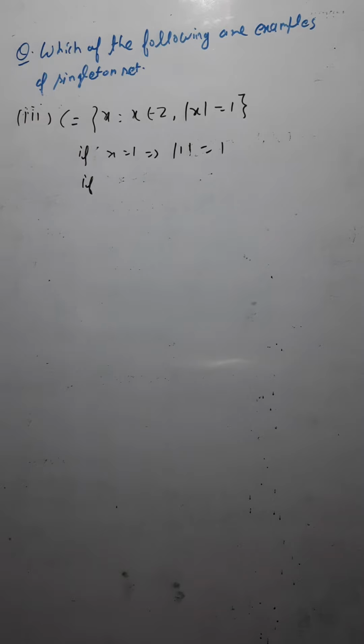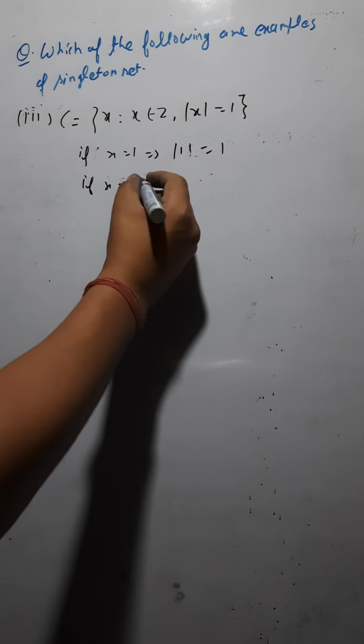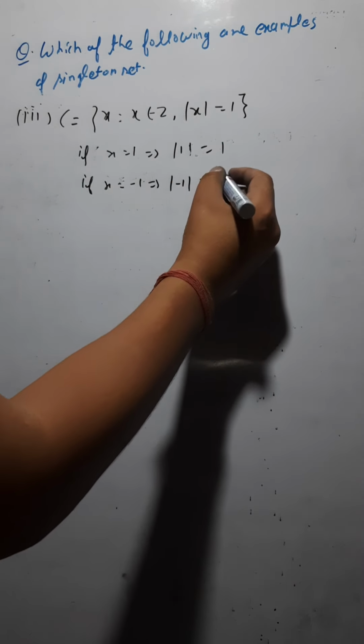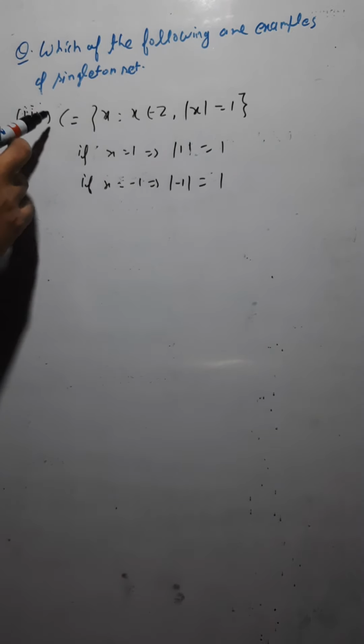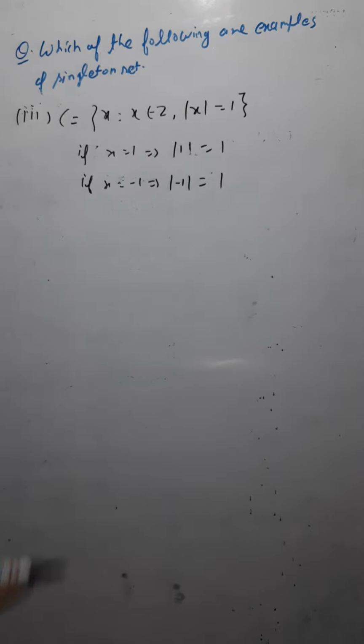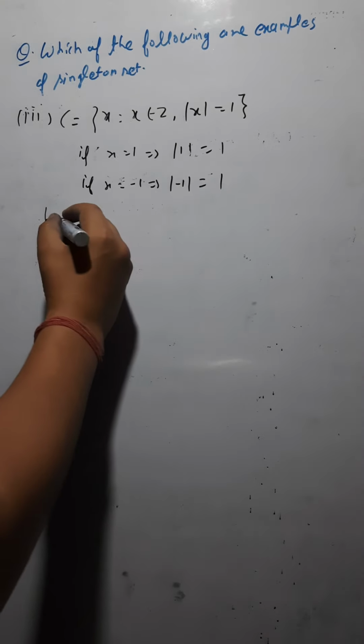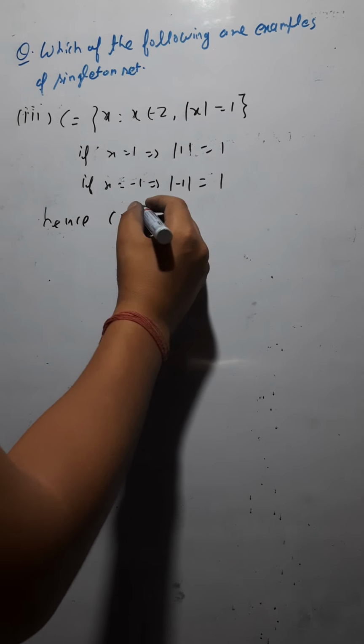Okay. Now move towards -1. Let's say x is -1. So modulus of -1, yes, it will also be +1. So it implies that this set contains 2 elements, +1 and -1. So is it an example of a singleton set? No, because it contains 2 elements. Hence C contains 2 elements.